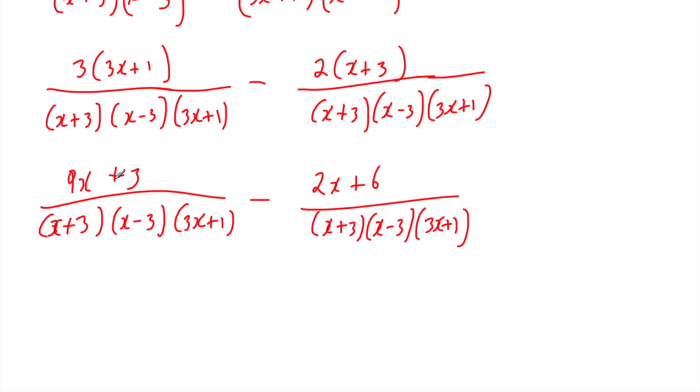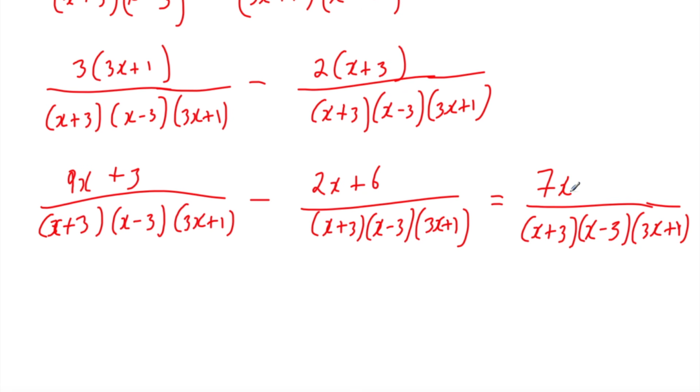Now we've got two fractions with the same denominators, and now let's take them away. So let's take away the numerators. So the denominator will stay the same as x plus 3, x minus 3, and 3x plus 1, close brackets. And then let's work out the numerator. So we've got 9x's take away 2x's, and 9x's take away 2x's would be 7x's. And then if we have a look at the numbers, or the constants, we've got 3 take away 6. And 3 take away 6 would be equal to negative 3. So that's negative 3.